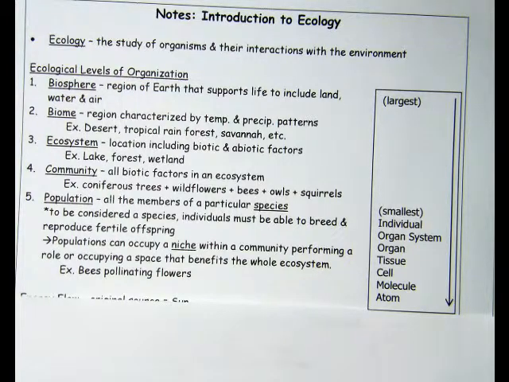In ecology, we have ecological levels of organization. These are listed from the largest, which is the biosphere, to the smallest, which is population. After population, we then get down to individual organisms.